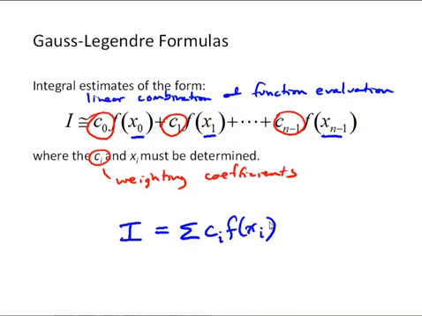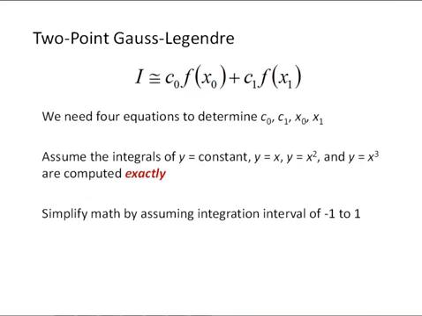The next thing we need to look at is how we figure out what the c sub i's and the x sub i's are. There are lots of different approaches to do this, and I'm just going to cover the Gauss-Legendre approach to give you a conceptual idea of how this is done. Let's look at a 2-point Gauss-Legendre formula. We would have 2 unknown weighting coefficients and 2 unknown x values to evaluate the function at. So in total we need 4 equations to determine our 4 unknowns, c0, c1, x0, and x1.